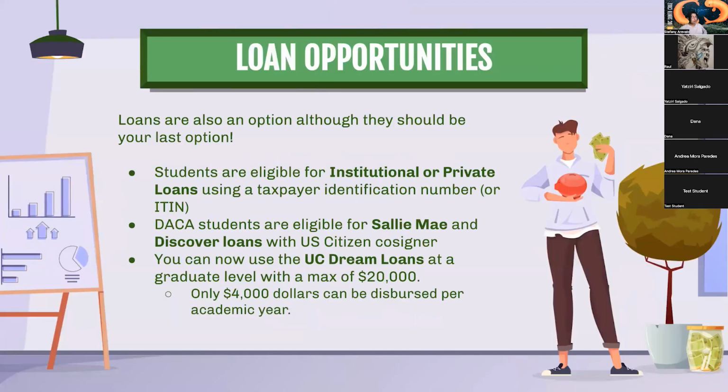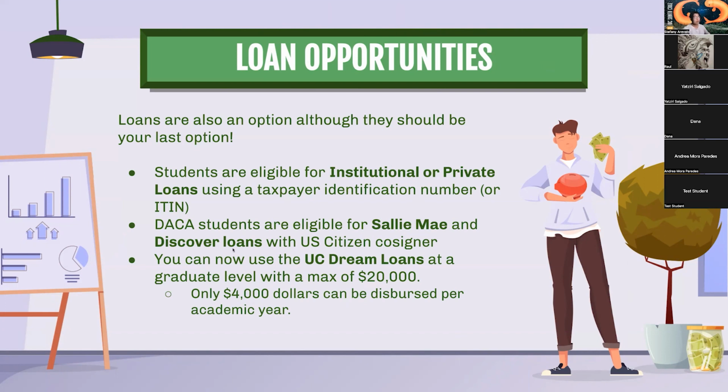All right, so we talked about whatever department funding is there, external fellowships, scholarships, etc. There's also the option to take loans. I will say that is one of the last options I would recommend. Do this as a last resort. But you can definitely get a loan as an undocumented individual. If you have an ITIN and a taxpayer identification number, you should be eligible for institutional or private loans. So you should be able to get a loan through the school or a private loan, depending on where you go.